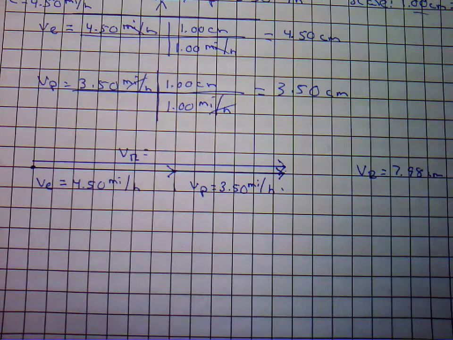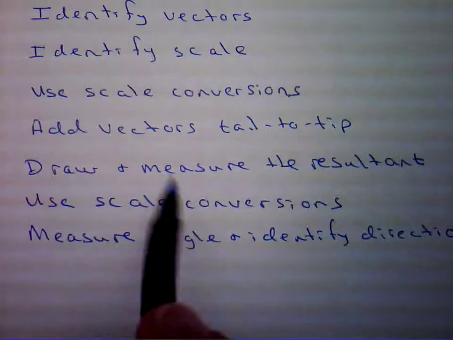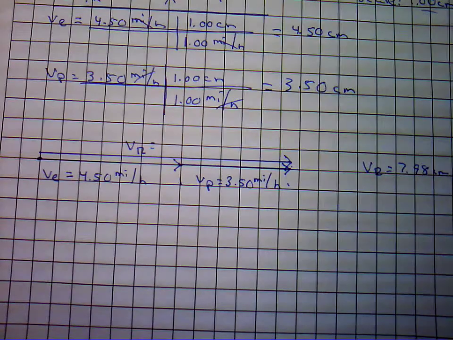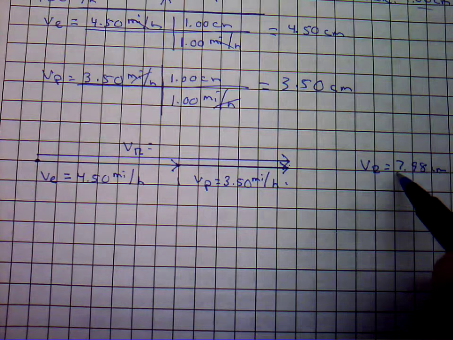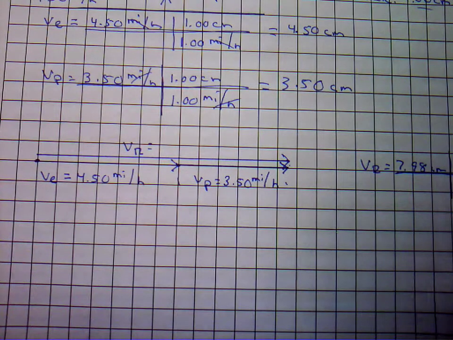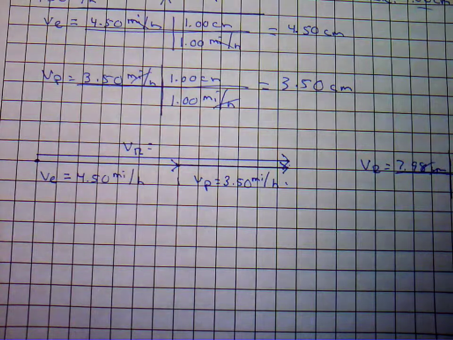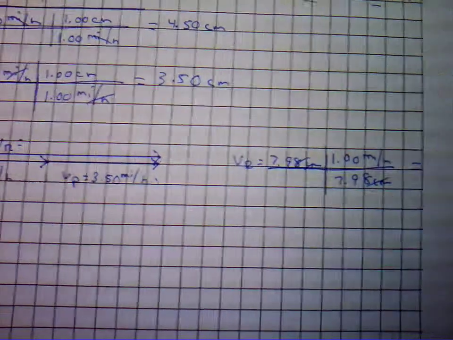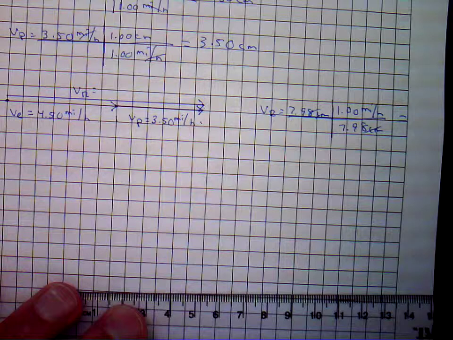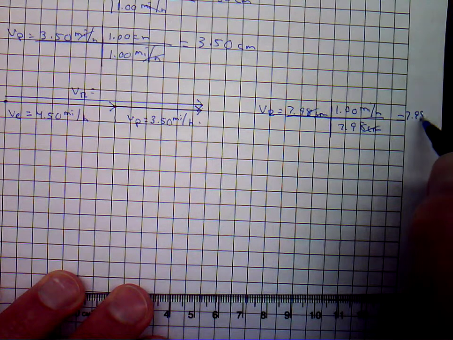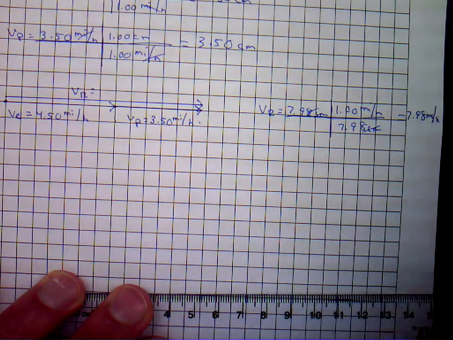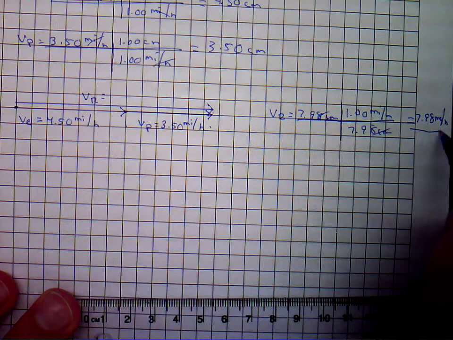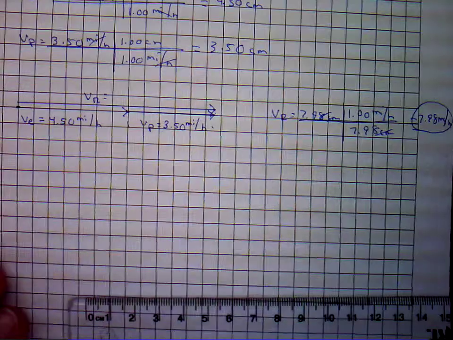I have to convert that. We drew that vector and measured the resultant. We use a scale conversion to scale back for the actual velocity vector. I'm going to go 7.98 centimeters and convert it. It's 1.00 miles per hour over 1.00 centimeters, times 7.98 centimeters. Centimeters cancel. And I end up getting 7.98 miles per hour. So this is the magnitude of the resultant velocity.